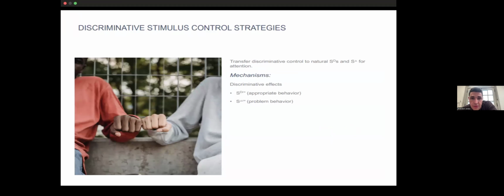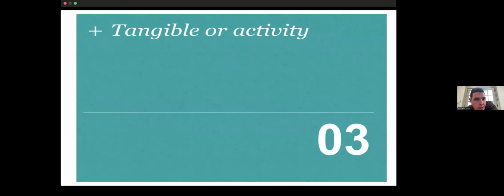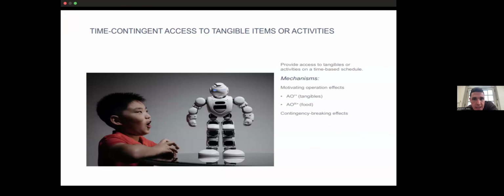And then there's SD controlling strategies. Instead of having to prompt somebody, you want to try to transfer that actual skill to a natural environment. So you're bringing it from the actual teaching table out into the natural environment. If I'm teaching colors on a card, I always want to make sure I'm generalizing it to other settings too, and also for attention as well. Tangible: access to tangibles or activities. This can be time contingent access to tangible items or activities.